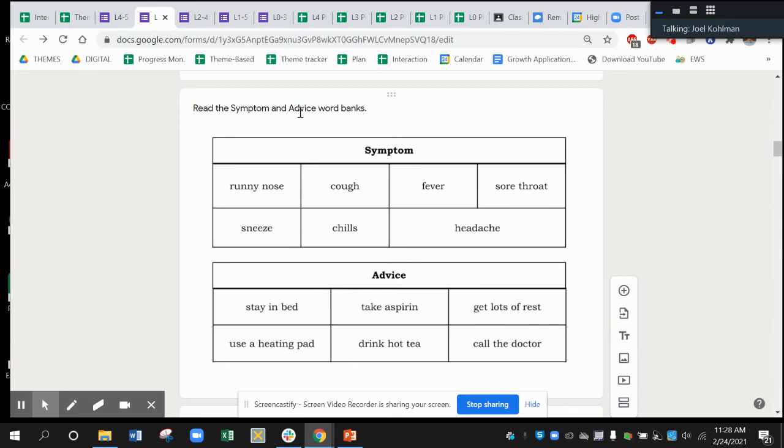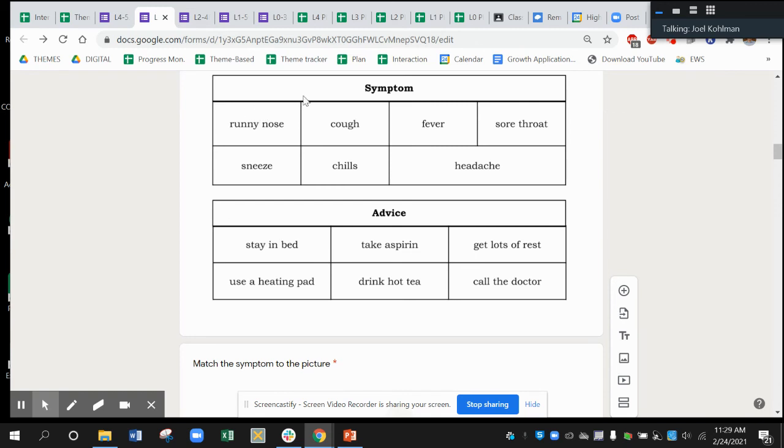Okay, read the symptom and advice word banks. So first we have the symptom word bank. Symptoms are things that you feel when you don't feel well. When you're sick, you may have a runny nose. A runny nose is a symptom. You may sneeze. Sneezing is a symptom. You may cough. Coughing is a symptom. You may have chills or a fever or a sore throat or a headache. So all of these are symptoms.